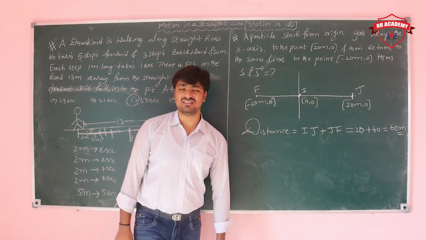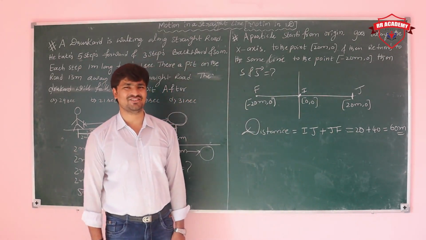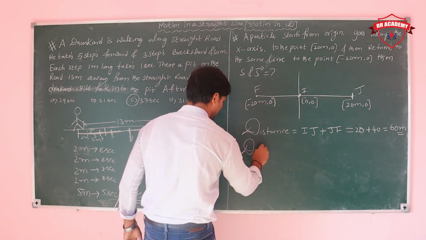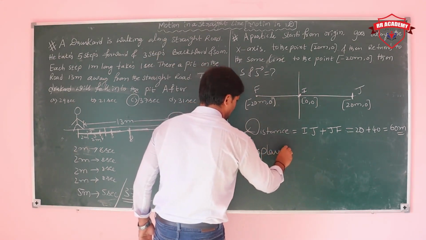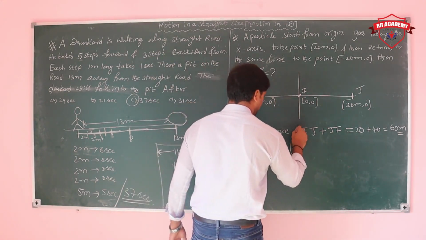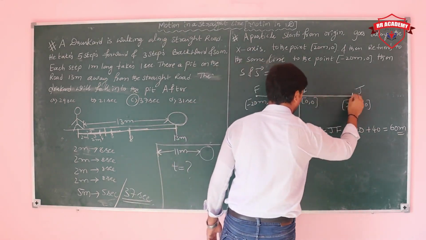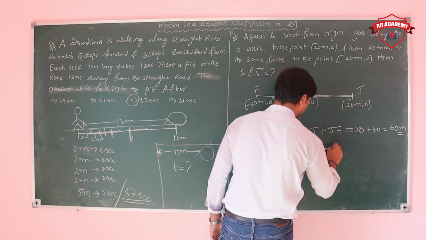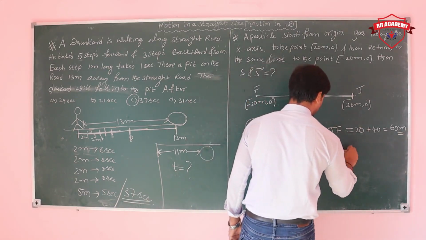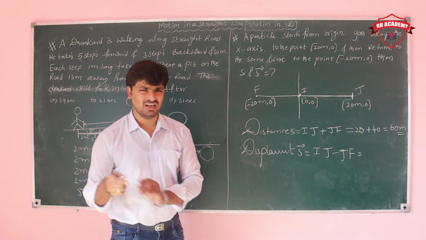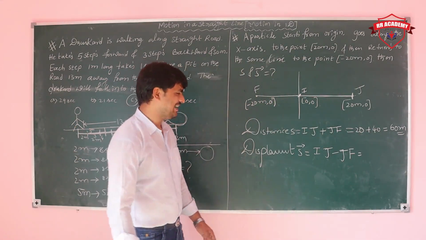Remember one thing, distance never depends on direction. Next, displacement. Displacement is equal to I to J minus J to F. Why minus? Because it is backward. Displacement depends on direction.